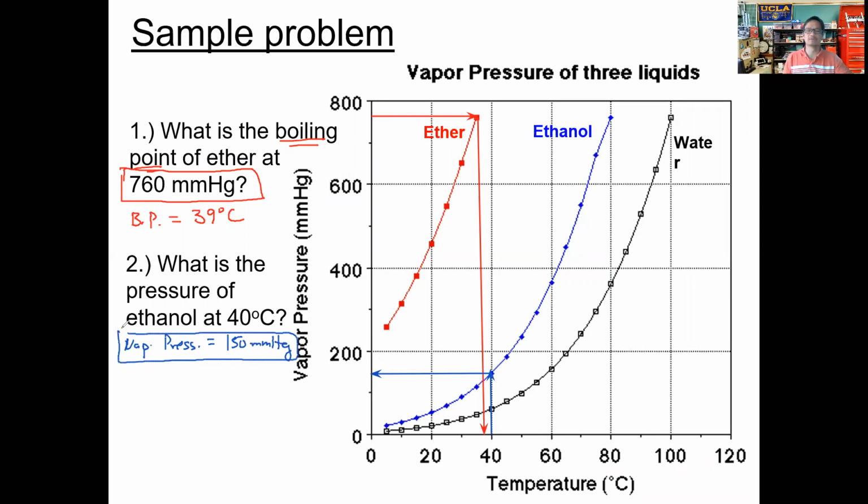So let me ask you this question really quickly, and you can just answer it in your head. Is this the boiling point of ethanol? And the answer there is no. Because remember, the boiling point of ethanol has to be the temperature at which this vapor pressure is equal to the atmospheric pressure.